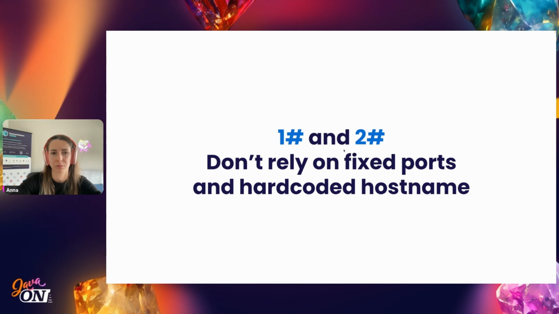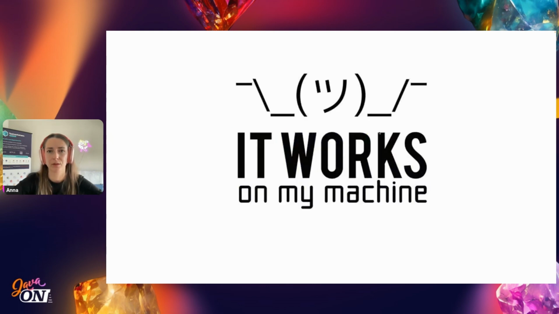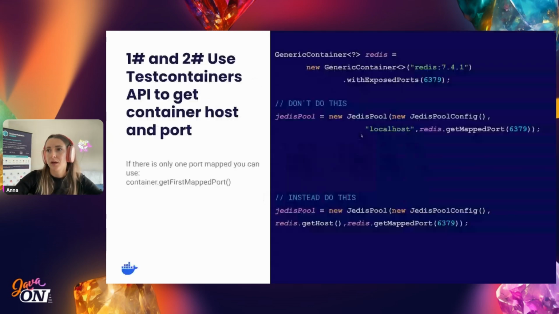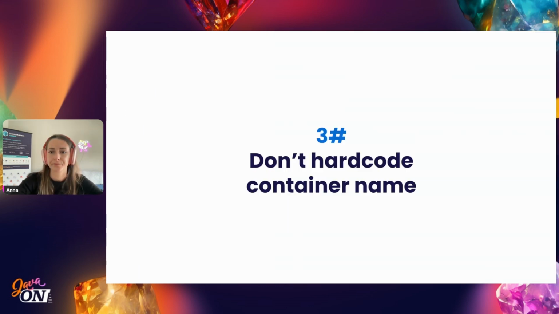So coming back here, don't default to "it works on my machine." It should work everywhere, and just utilize the Testcontainers API to get the information about the containers. And again, if there is only one port that you expose, you can get the first mapped port. It will also work to get the port of the Testcontainers-based container. Let's go to the next one.